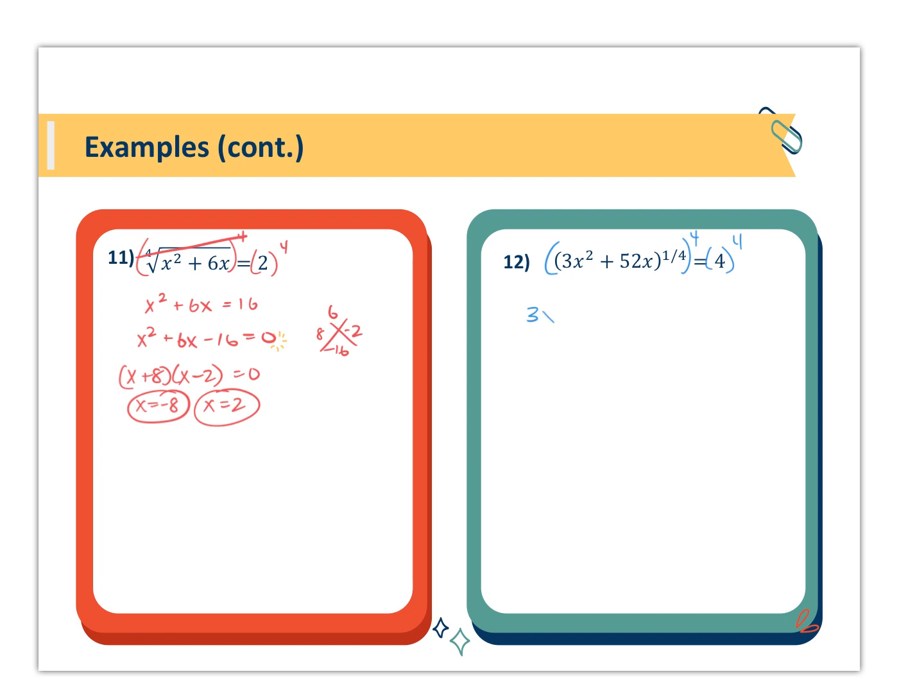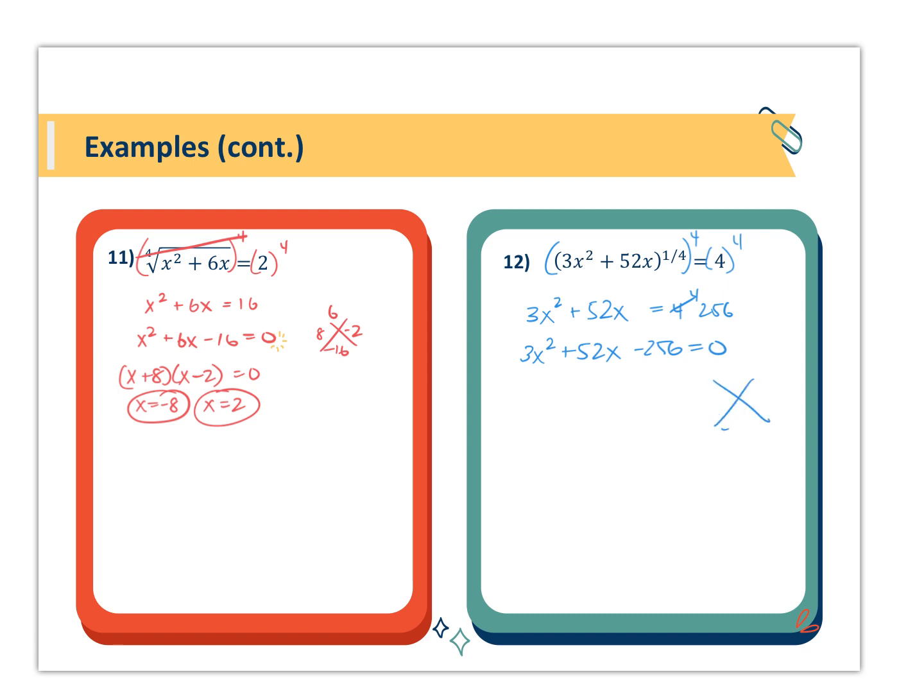And so I'm going to get 3x squared plus 52x equals 4 to the 4th power, which is 256. So I've got 3x squared plus 52x minus 256 equals 0. I can definitely, or actually I can't. There's nothing I can factor out of this. So I'm stuck with this one. It's going to be some large numbers here.